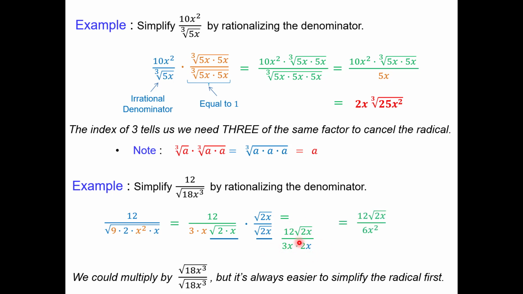So this kind of got moved down a little bit, but we have a total of 6x squared on bottom, and then the 6 and the 12 divide to give us a 2. So this is rationalized because there is no radical left on bottom. It was rationalized back here in this step, but we still just needed to simplify a little bit.